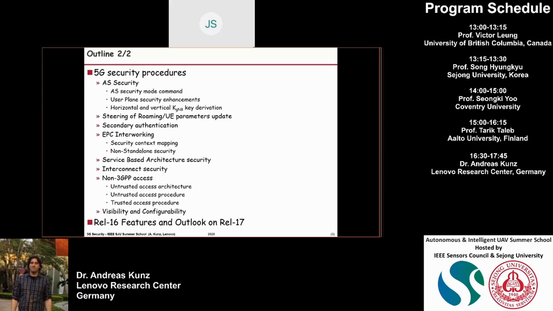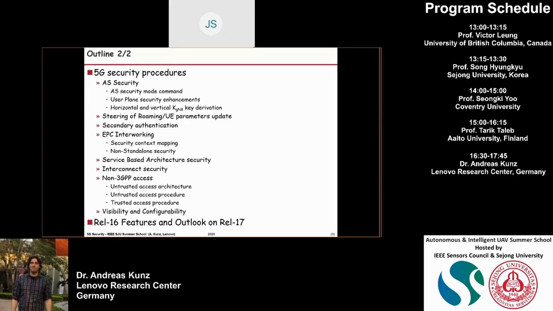I will also introduce to you briefly the key derivation due to handover between different gNodeBs or due to RRC connection reestablishments. Then I will show you the new feature of steering of roaming as well as the UE parameters update. They are in principle the same procedure. Then the new feature of the secondary authentication with the data network. And then the EPC interworking with the security context mapping and the non-standalone security.